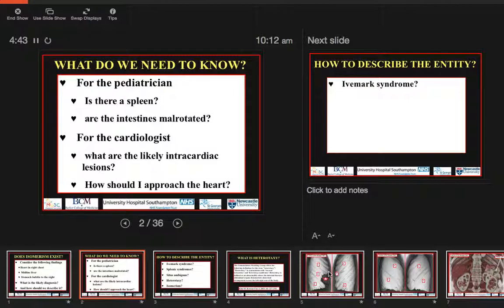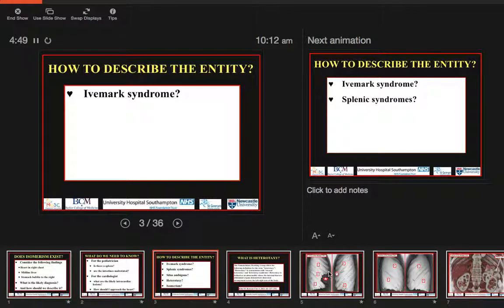Now, if you are as old as I am, and there are very few of you in this room who are as old as I am, you might call it the Ivemark syndrome, because it was Ivemark, the Scandinavian pediatrician, who first focused the attention on one side of these entities. And because Ivemark was a paediatrician, he concentrated very much upon the spleen, and in fact his paper talks about abnormalities of the spleen. So when I started in the field, which was the early 1970s, we'd gone away from calling this the Ivemark syndrome, and in fact, the popular term at the time was splenic syndromes.